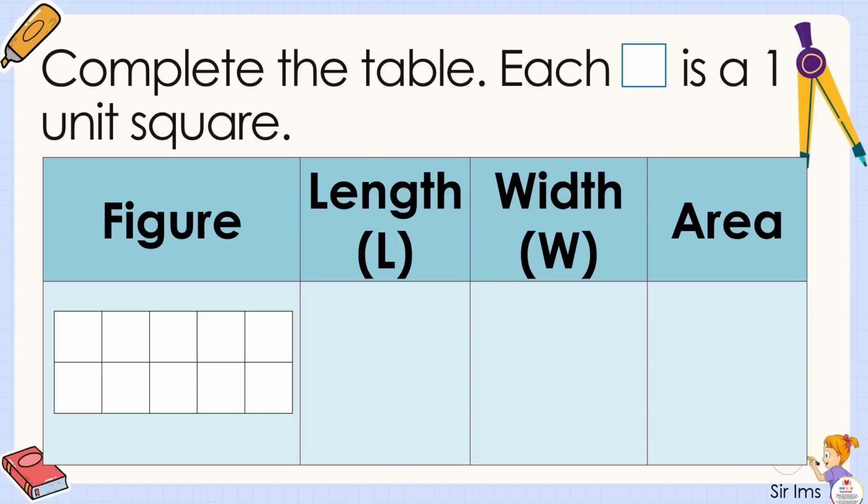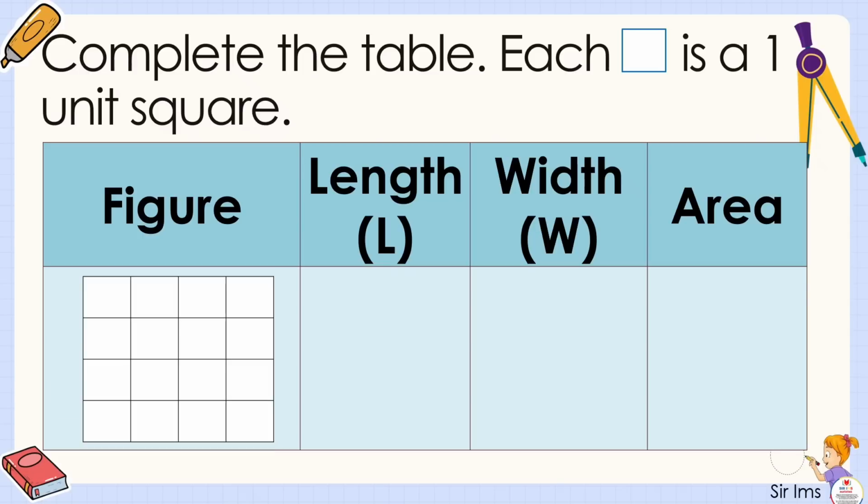For the next figure, the length is how many unit squares do you see? For the length, we have 1, 2, 3, 4, 5, and the width, we have 1, 2. So 5 times 2 is 10. So that is the area, 10 unit squares or square units. And for this figure, we have how many unit squares for the length? 1, 2, 3, 4. And for the width, we also have 4 unit squares. So 4 times 4, that would be 16 unit squares.